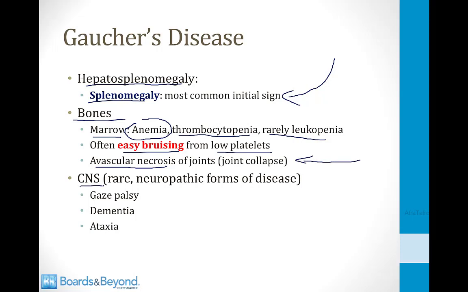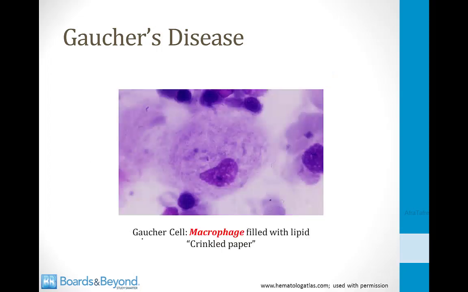Rarely there are CNS manifestations. This does not occur in the most common form of Gaucher's disease, but there are 2 less common forms where neuropathic disease develops. This includes gaze palsy and dementia and ataxia, and these rare forms with neurologic involvement tend to be much more deadly. This is a picture of a Gaucher cell. It's a macrophage that is filled with sphingolipids. It's described as having an appearance that looks like crinkled paper.